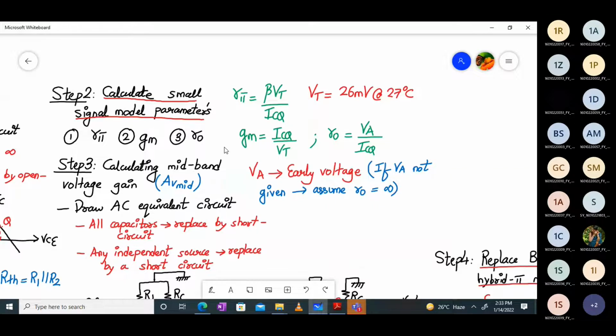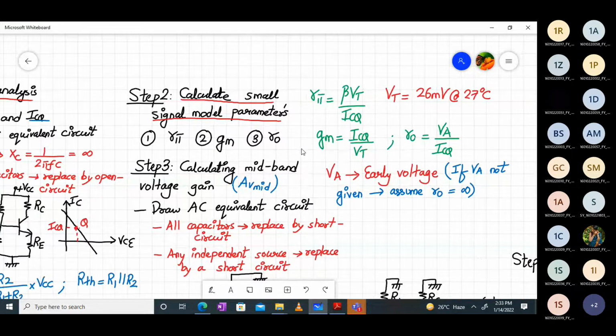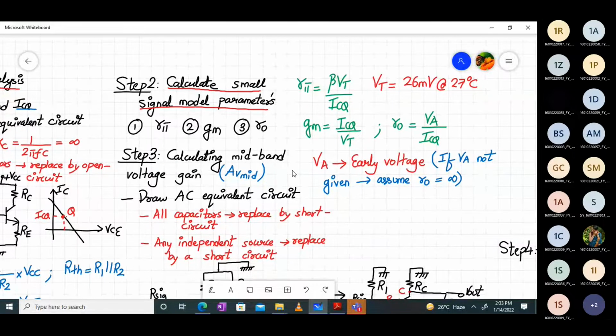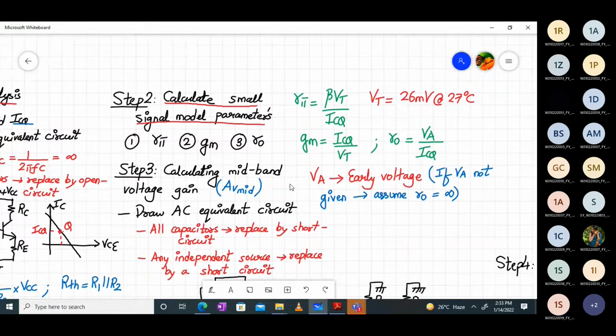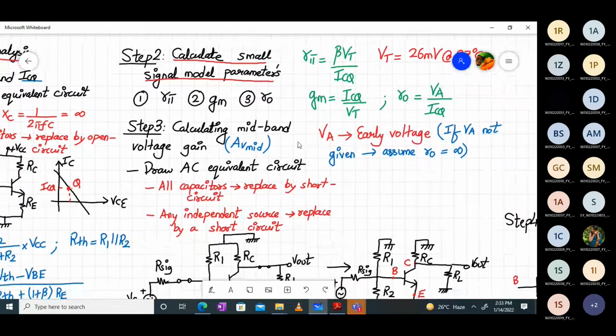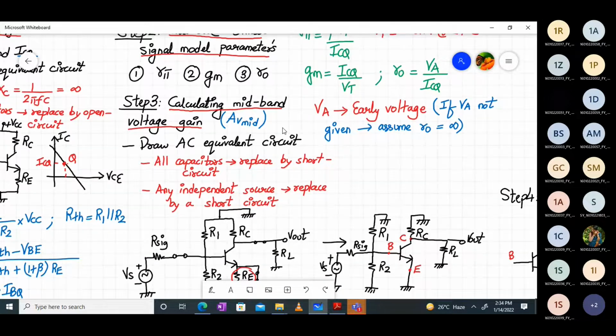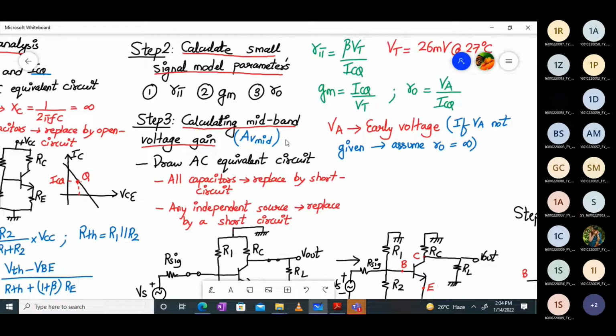Any query over here in step number 2? After you calculate ICQ, then you have to calculate RPi, GM and RO. Clear about this step? Yes, sir. Okay. Next is step number 3. Step number 3 is calculating the midband voltage gain. Don't worry, I will be talking about why this is called the midband voltage gain. But for the time being, it's a voltage gain, denoted by AV mid.